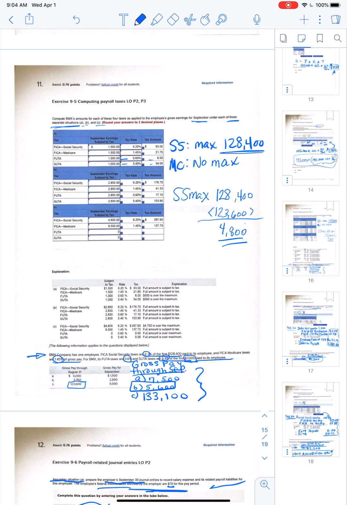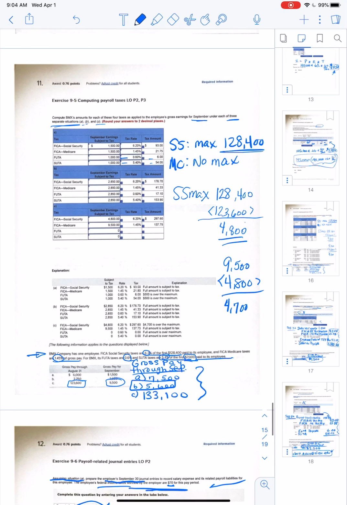So what about that $4,700 that's left, right? So we've got $9,500 in total gross pay for September, but we're only paying taxes for Social Security purposes on $4,800. So what happens to the remaining $4,700? Well, it's just not taxed, right? It's not taxed in terms of Social Security. Please do not misunderstand and think this is not taxed for income or other taxes. Of course it is. But as far as the Social Security tax is concerned, it's done once we've hit this maximum amount of $128,400. So this $4,700 goes through unfazed from the Social Security tax.